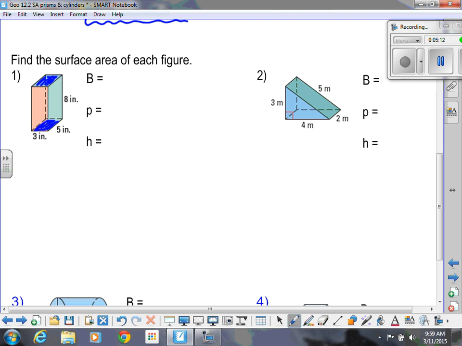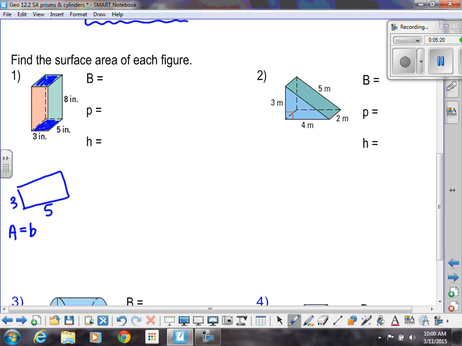Well, how do I find, here I'll draw the base here. It's 3 by 5. How do I find the area of that? I'm just going to be doing base times height, right? So that would be 3 times 5. So for my capital B, I'm doing 3 times 5, which is just 15.